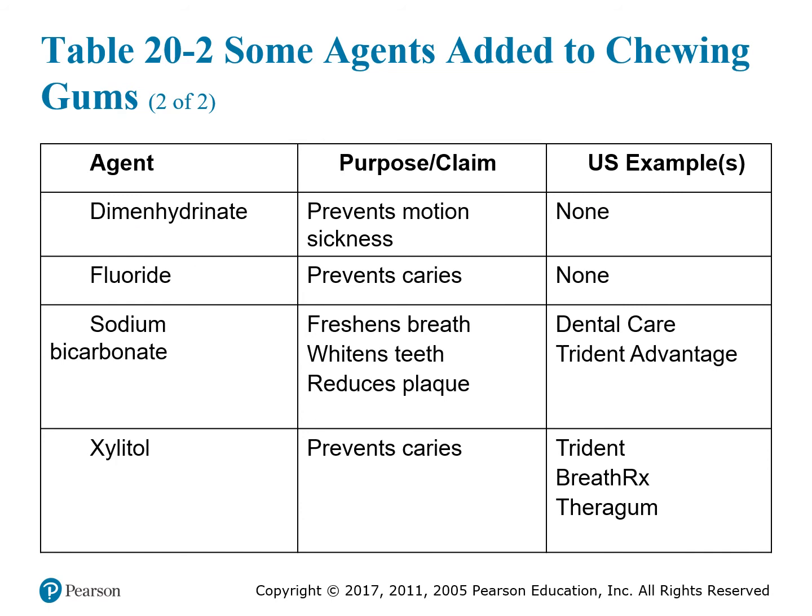So here's some more of those. My big thing is xylitol here. Xylitol is a sugar alcohol and it prevents cavities, and you find it in Trident. BreathRx and Theragun are also carrying it now, but Trident is the one that has it, and Trident has an ADA, man, it's hard to write with this thing, ADA seal.